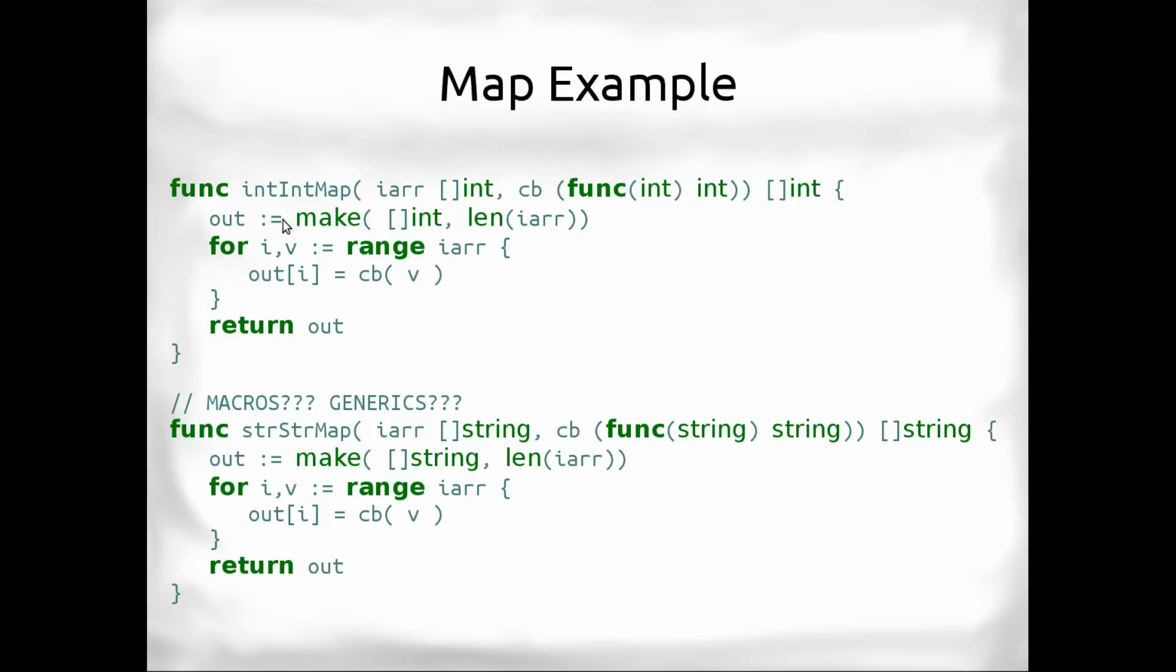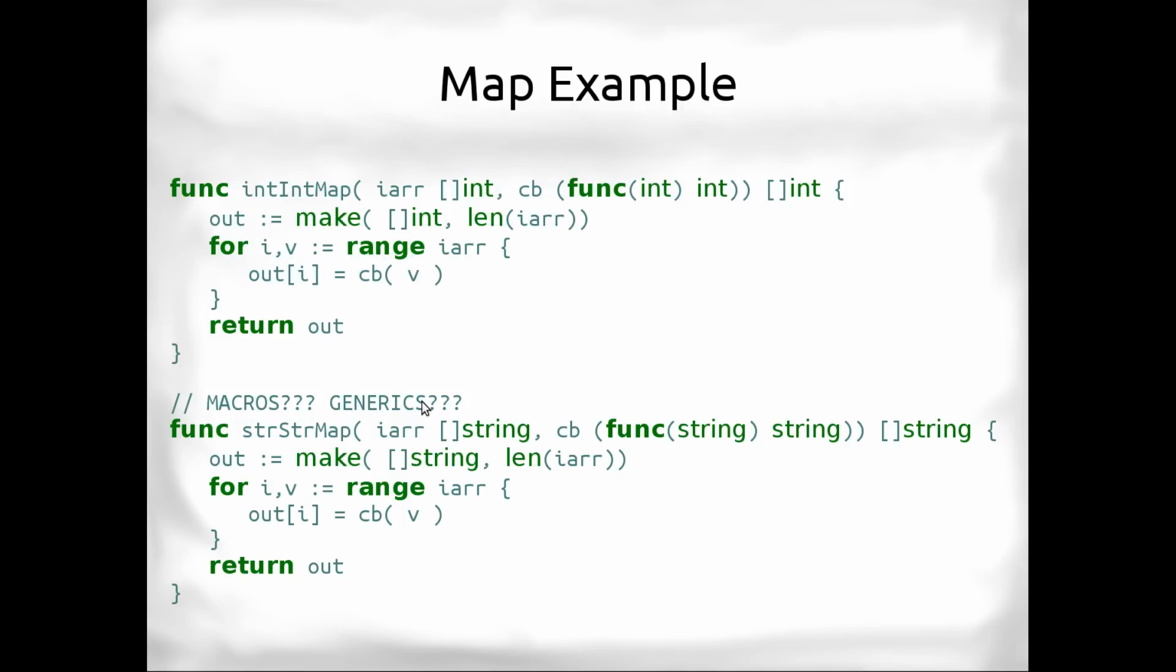What we do in the function is we make a new slice. We then iterate over our array using range, and we use both values, the index and the value. We apply the value in the callback, so this is your f. Apply that, get the value, put it in out, return out.